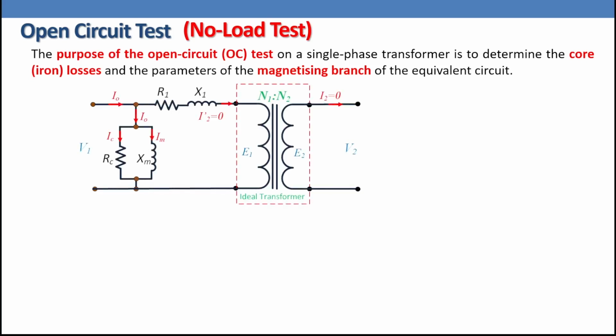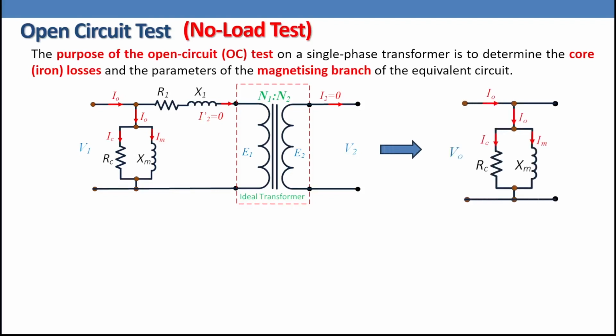During the test, the secondary winding is left open as shown here in this equivalent circuit, meaning that no load is connected to the transformer. Since the secondary circuit is open, the transformer delivers no current, no power. This means I2 equals 0. As the secondary current is 0, or the load current is 0, the equivalent circuit tends to be as shown in the figure. We have V node as the no-load voltage and I node as the no-load current.